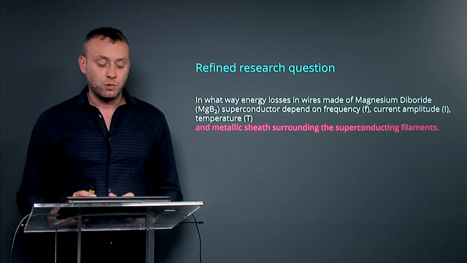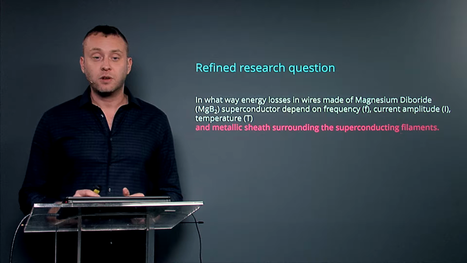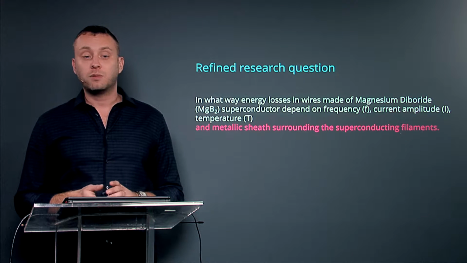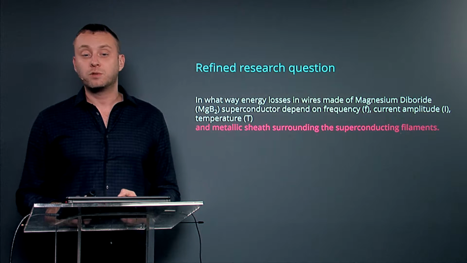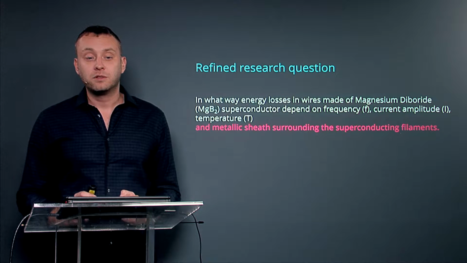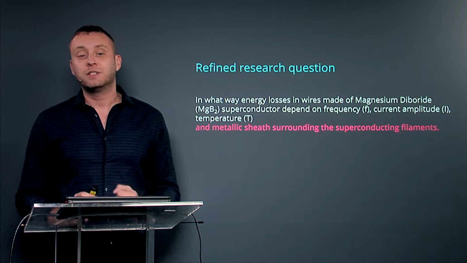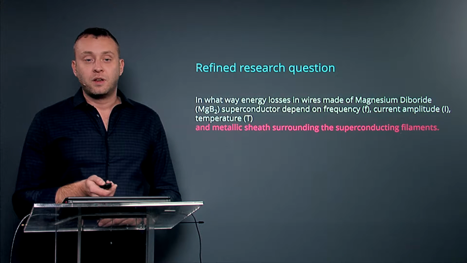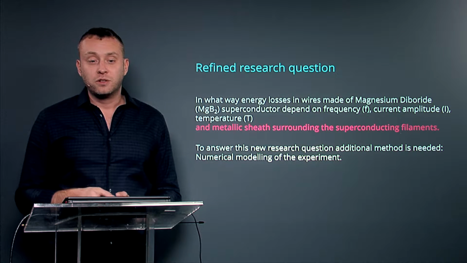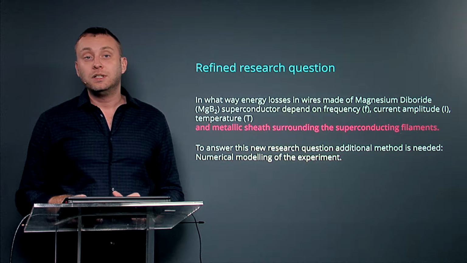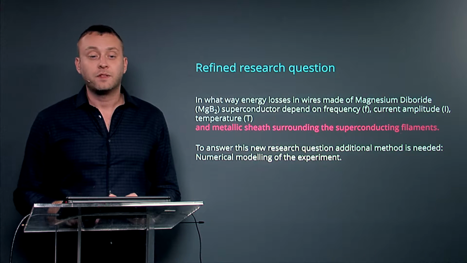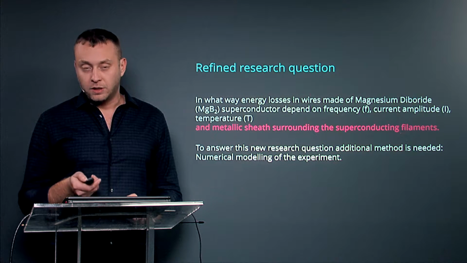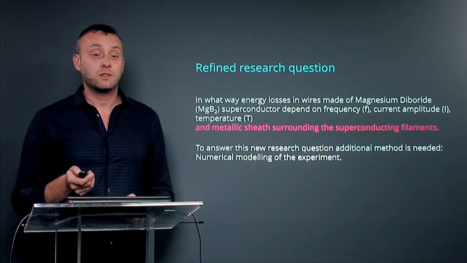The research question will be: in what way energy losses in wires made of magnesium diboride depend on frequency, current amplitude, temperature, and metallic sheath surrounding the superconducting filaments? To answer these questions, we need to introduce an additional method, the numerical modeling. Let's understand what is numerical modeling.